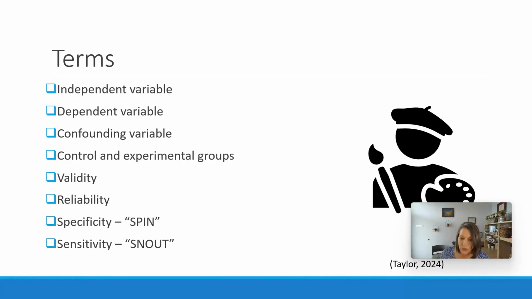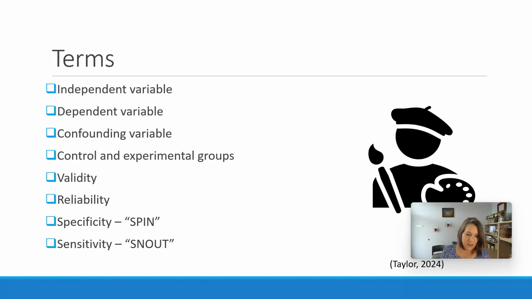So you know about control and experimental groups. Control is the group that we either do usual care or we don't do anything. There's just no intervention. And the experimental is where we introduce the independent variable. Validity is how well does the thing do what it's supposed to do? How well is it assessing the thing that it's supposed to assess if it's a tool? Reliability is, does it assess the same thing over and over again in the same way? Would you get the same result?